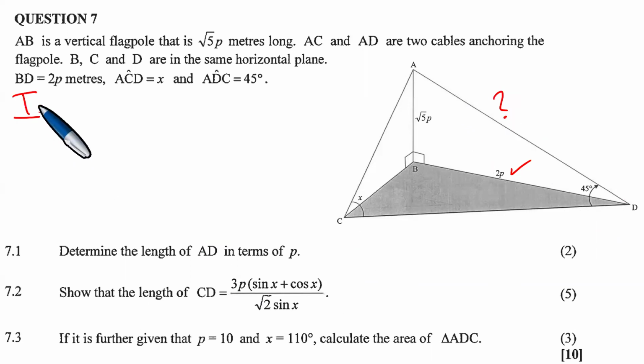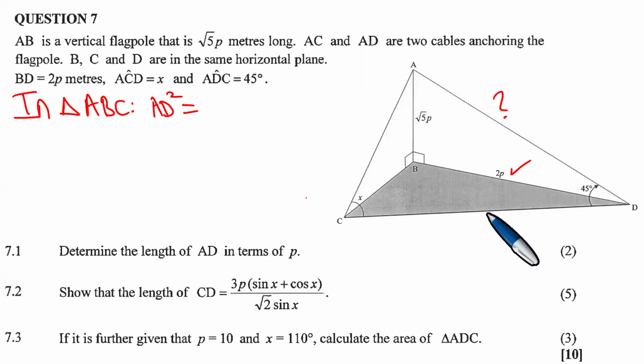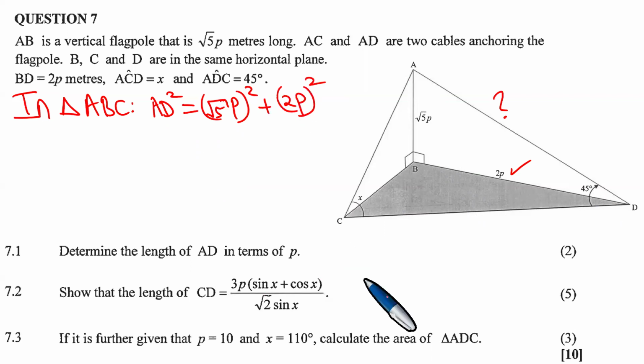To do that, we're going to work in triangle ABD, like this in the exam. In triangle ABD, we're going to use the Pythagoras theorem, because it's a right angled triangle, and with it we can find AD. So AD squared is equal to the square root of 5P squared plus 2P squared. The square on the hypotenuse is the sum of the squares on the other two sides.